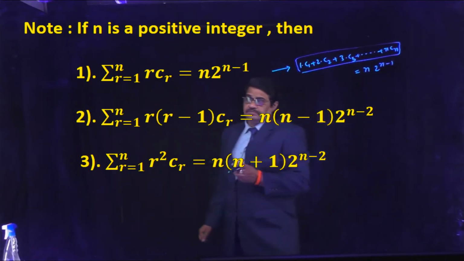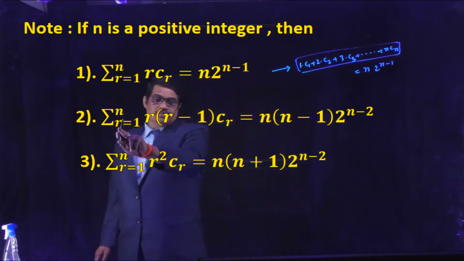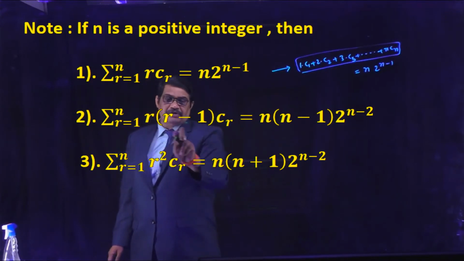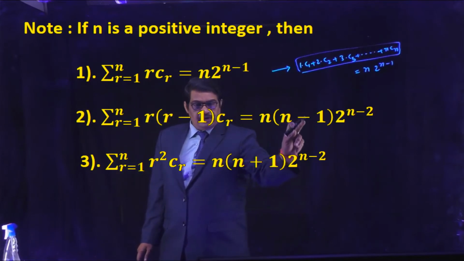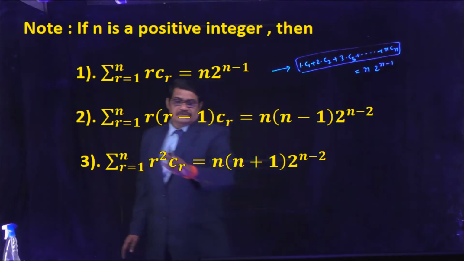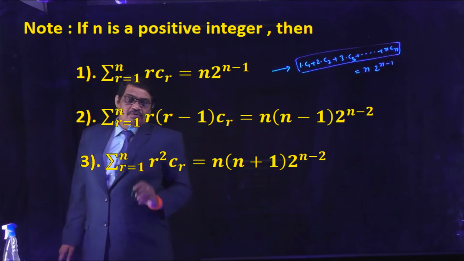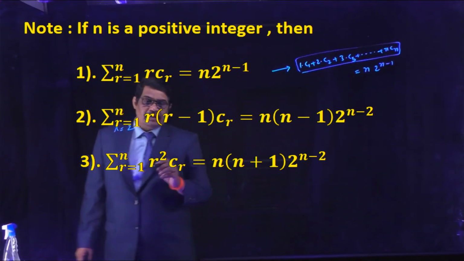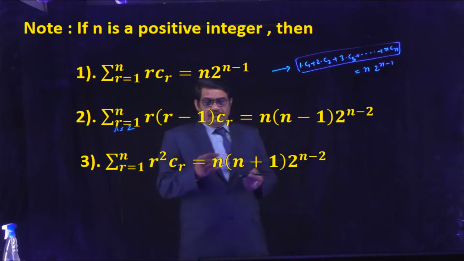So the next result is sigma r is equal to 1 to n, r into r minus 1 into Cr, is equal to n into n minus 1 into 2 to the power of n minus 2. Here r goes from 2 to n. That is the result, that is 2 into 2 minus 1 into C2.